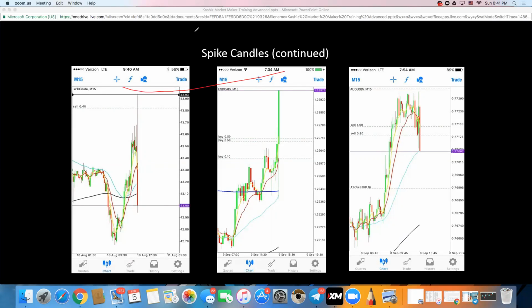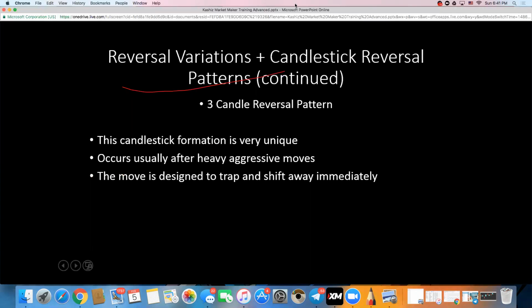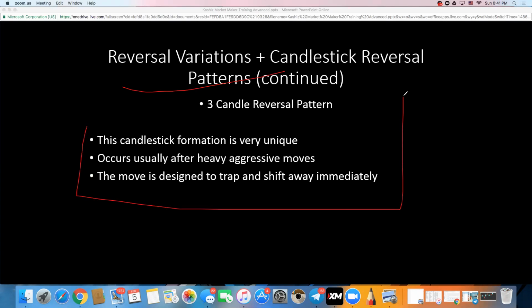All right, let's keep going. This is very new for everyone. No one knows about this pattern. So write it down. I'll wait a little bit. This candlestick formation is very unique. I promised you I was going to teach you reversals today, so I'm going to teach you the candlestick formations.